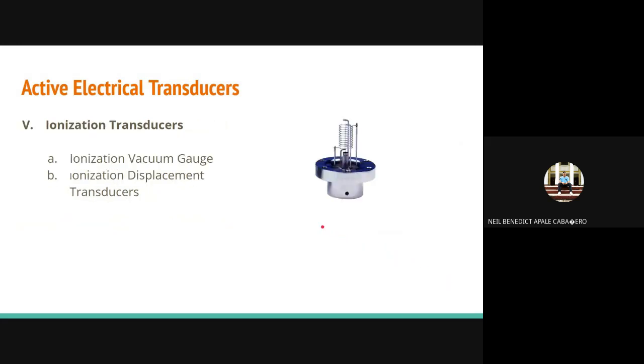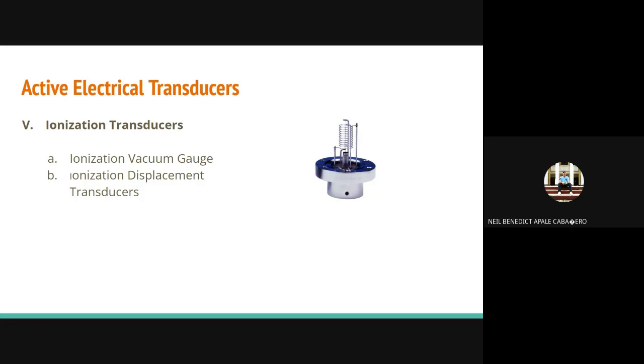Lastly, for the active electrical transducers is the ionization transducers. Ionizing transductive elements transform the change of a measurable value into a change of ionization current that runs, for example, through the liquid located between two electrodes. An example of this is the pH meter, used to measure the pH level of a liquid. Another example would be an ionization vacuum gauge.